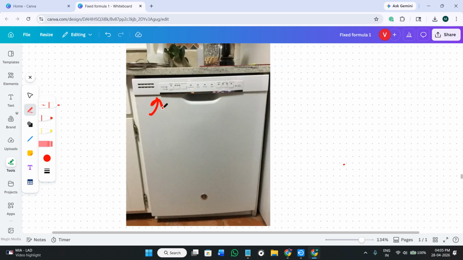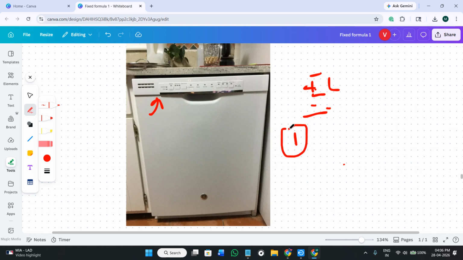So if your GE dishwasher is showing you error codes, don't panic. These codes are designed to help identify specific problems like drainage issues, water supply faults, or sensor failures. So understanding the code is the first step towards fixing the problem quickly.